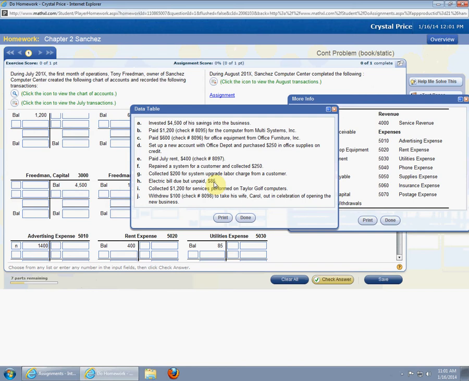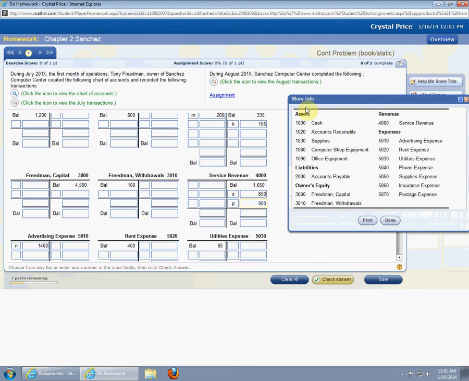Now, what's happening in this month, it says pay the electric bill in full, the July bill. So we had set up our accounts payable, now we're paying it. So what accounts are involved? Cash and accounts payable, because we already showed it in chapter 1. When we got the bill, we recorded it as utilities expense.